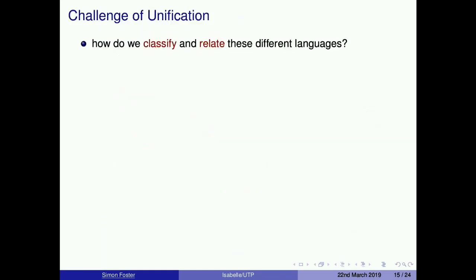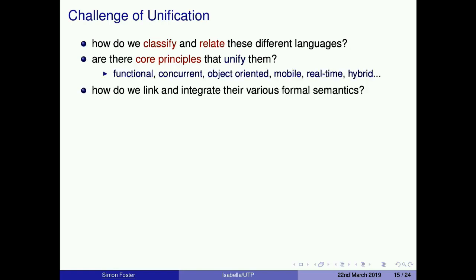And I've already showed this. So then the challenge of unification, how do we classify and relate all these different languages? Are there core principles that unify them? And it turns out, yes, there are, of course. We're familiar with programming language paradigms, aren't we? We can think of things like functional, concurrent, object-oriented, mobile, real-time, and hybrid.